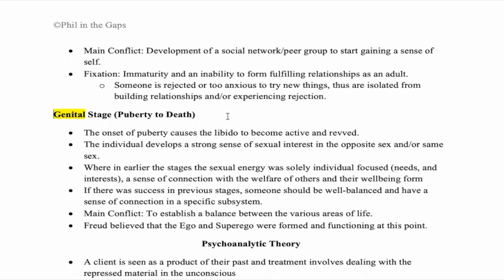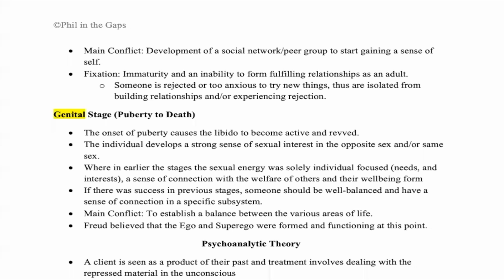So now the focus is on a sense of connection with the welfare of others and their well-being within this situation. So if there was a success in previous stages, somebody would be well balanced and have a sense of connection within their social network. Because again, the latent stage is more focused on developing that social network and getting some satisfaction in some way, shape, or form. So the main conflict here is to establish a balance between the various areas of life.